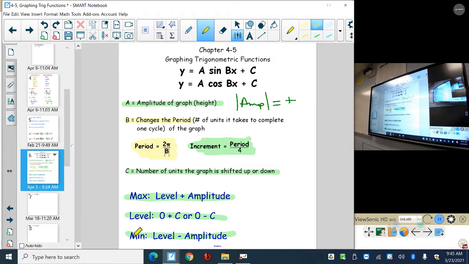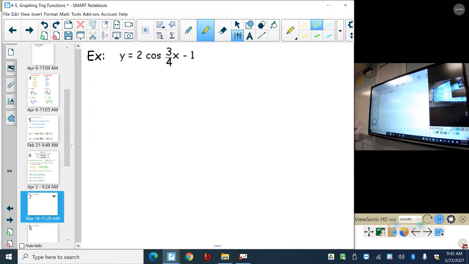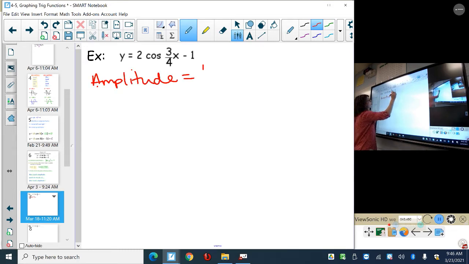Okay? And how do we go about doing that? We are going to be talking about this example right here. Y is equal to 2 times the cosine of 3/4 x minus 1. Okay, so the very first thing I want you to find is your amplitude. So my amplitude is equal to the absolute value of 2, which is just 2 units.